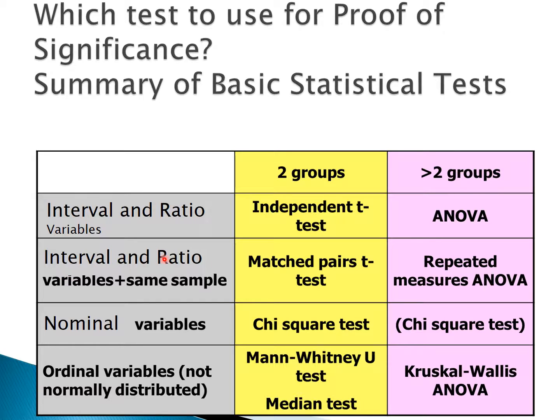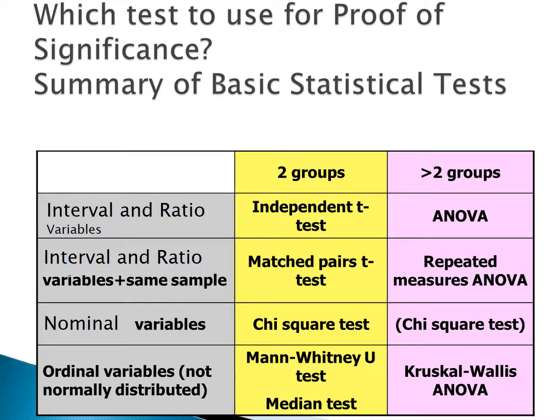If you've got interval and ratio variables, and it's the same sample, so you're testing things on a repeated basis, then you tend to use the matched pairs t-test or the repeated measures ANOVA test. If you have nominal data, named items or named variables, then it's the chi-squared test. With more than 2 groups, again, you're using the chi-squared test. If you've got ordinal variables, which are generally not normally distributed, then you've got the Mann-Whitney U test or the median test. With more than 2 groups, you've got the Kruskal-Wallis ANOVA test.